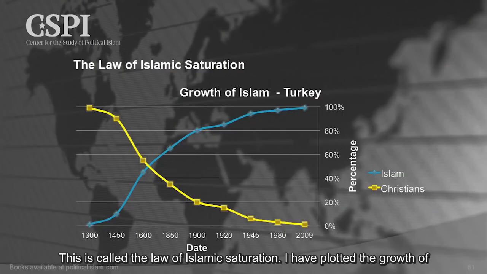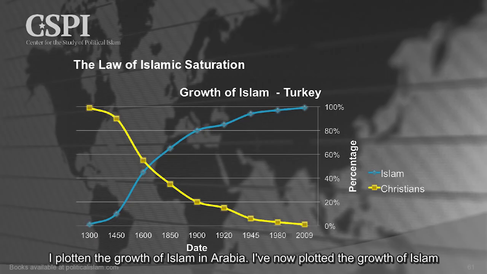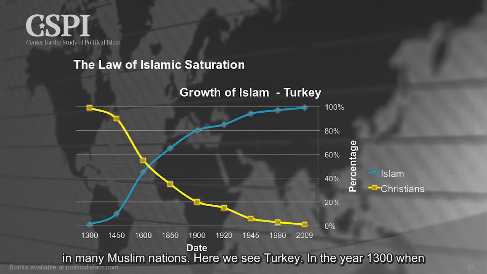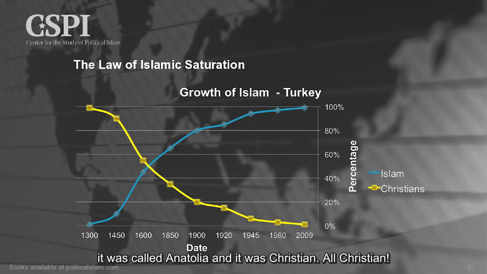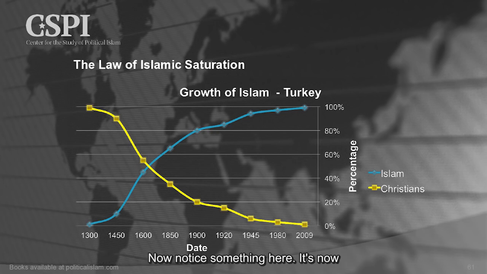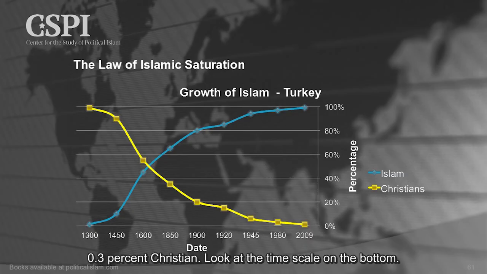On our next slide, we have something else. This is called the law of Islamic saturation. I have plotted the growth of Islam in Arabia. I've now plotted the growth of Islam in many Arab and many Muslim nations. Here we see Turkey. In the year 1300, when Islam invaded, Turkey was called Asia Minor. It was called Anatolia, and it was Christian. All Christian. Now notice something here. It's now 99.7% Muslim and only 0.3% Christian.